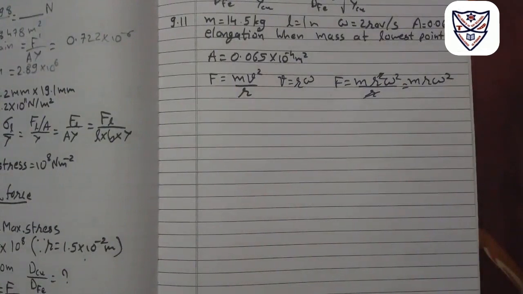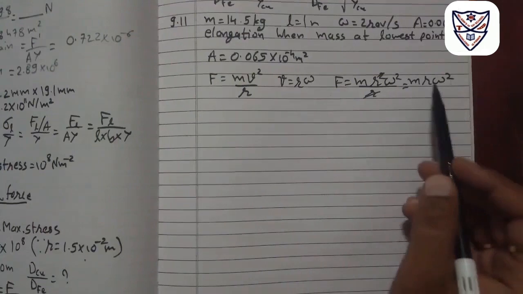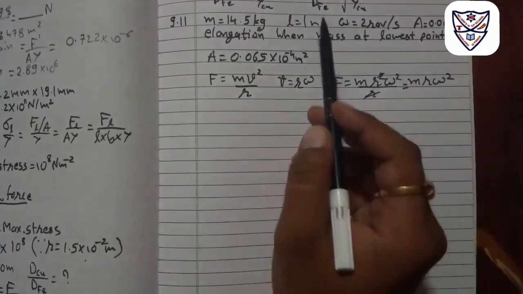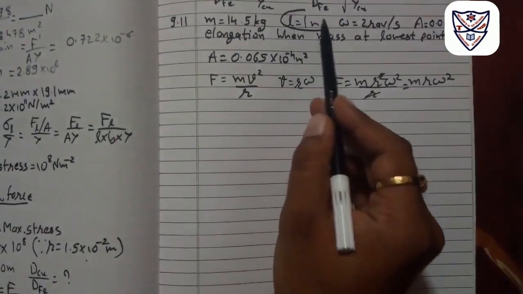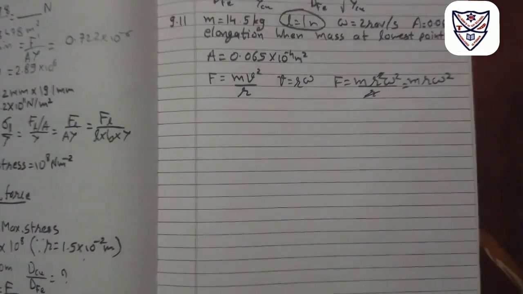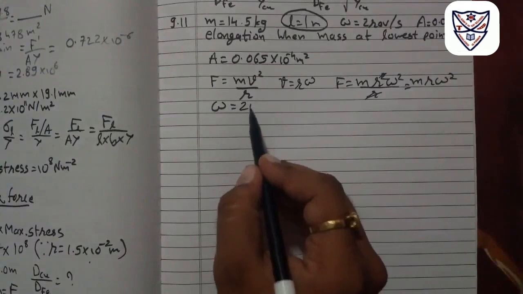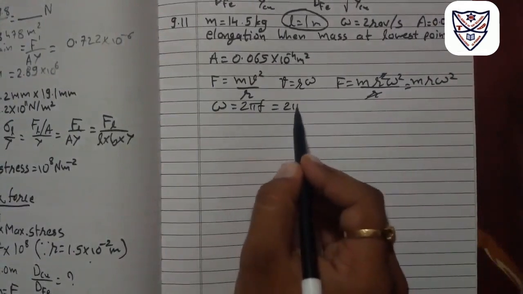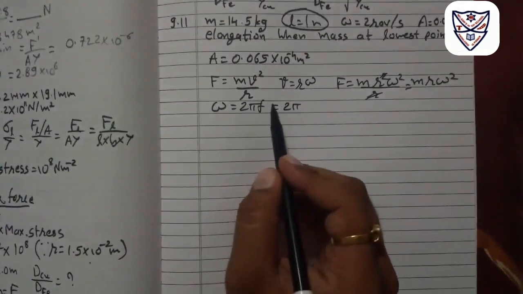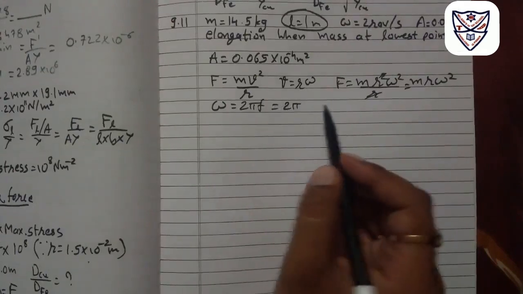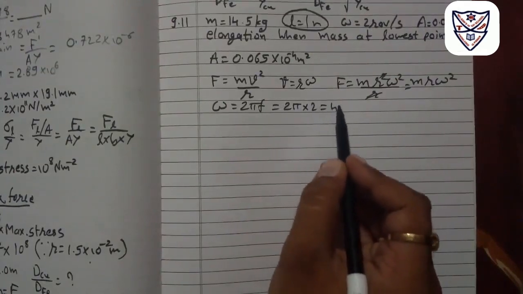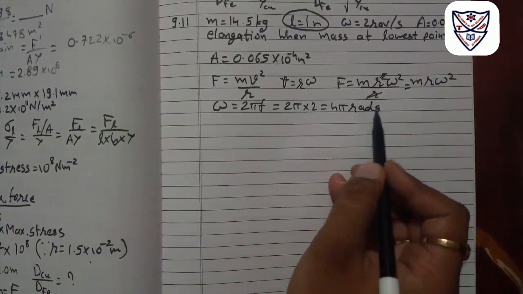So we have m, we have r, and omega. What is r here? R is exactly the length of our wire, and omega, that we need to find. Omega is equal to 2 pi f, that formula. So 2 pi, and here frequency is 2 revolutions, means 2 oscillations. So 2 pi into 2, so it will be 4 pi radian second inverse.